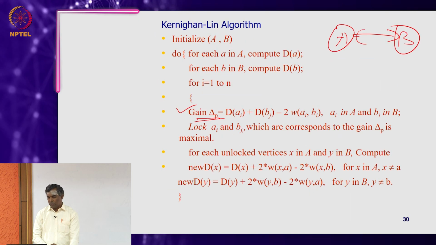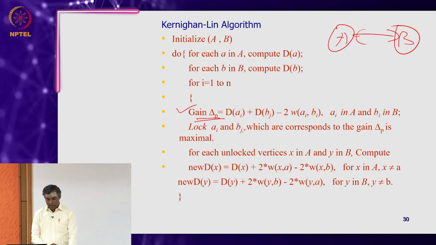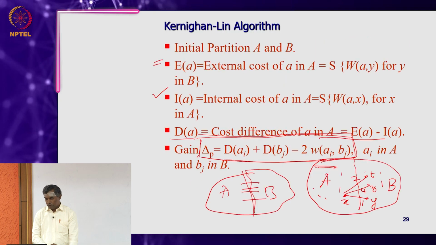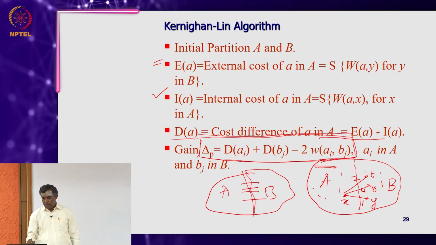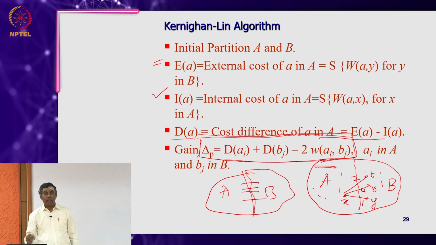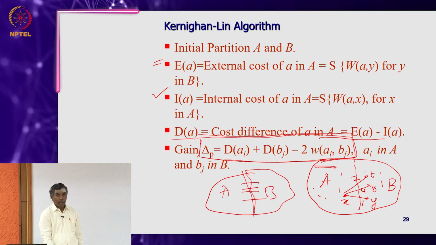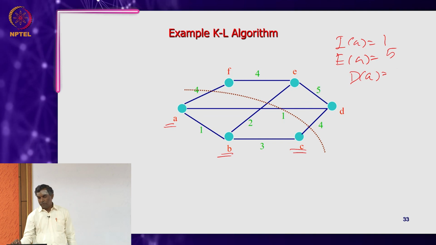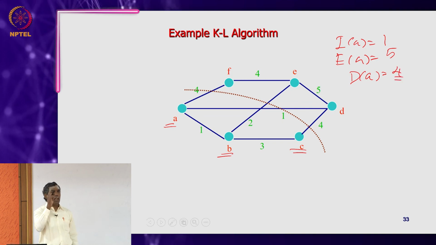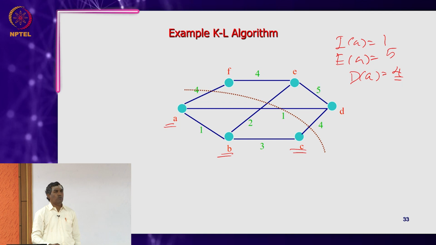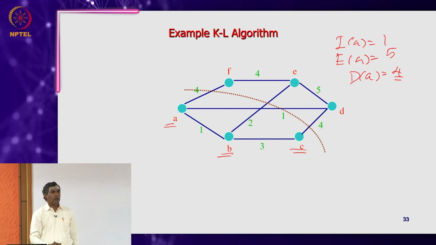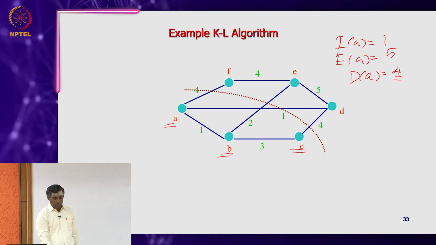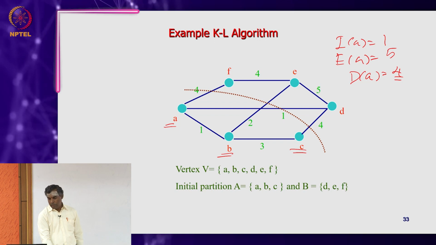I just move it into an example. What is D? D equals EA minus IA, external cost minus internal cost. Yeah, it's 4. So like that you calculate this D value for every node in a graph. That is what I am interested in. Probably I will just show you an example.